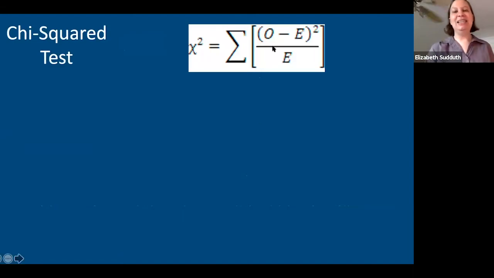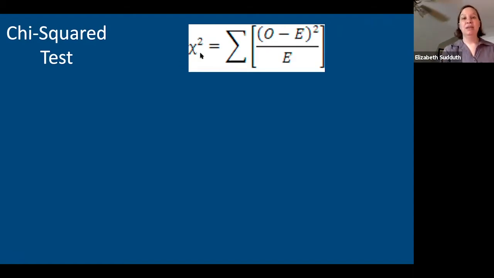Up here, you can see the equation for the chi-squared test. The chi-squared test considers the difference between the observed number and the expected number for each category, each phenotype in this case, squares it, divides it by the expected number, and then adds up all of those values. The good news for you is that you don't have to do that by hand. We have a nice table to help you out.